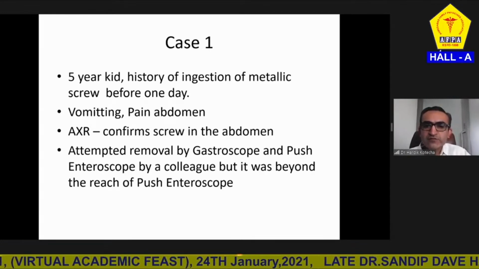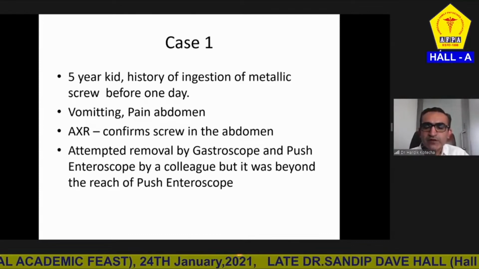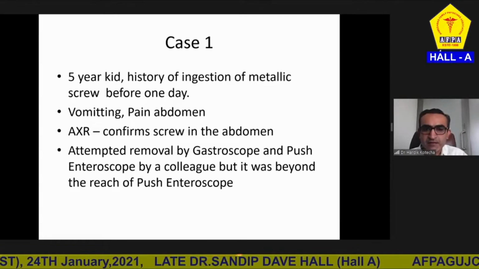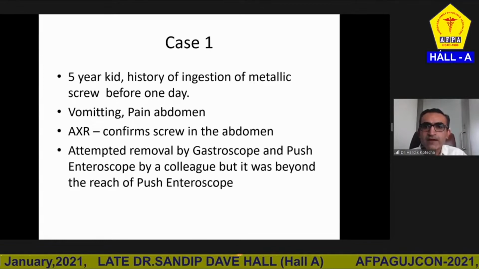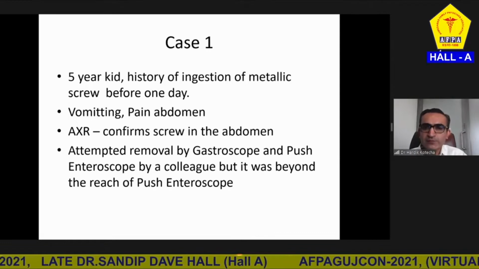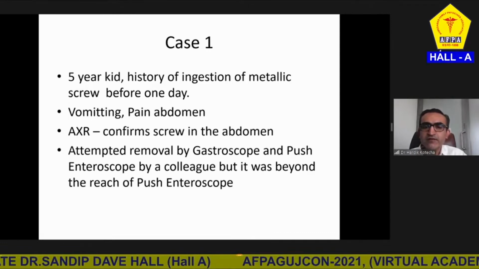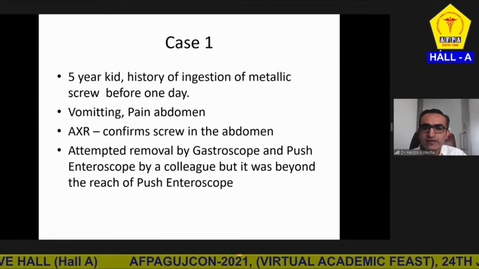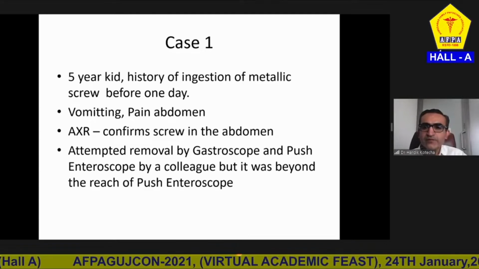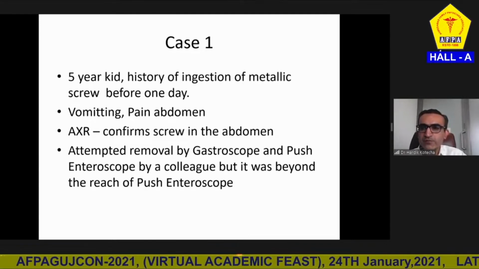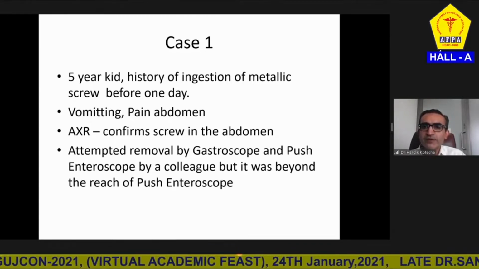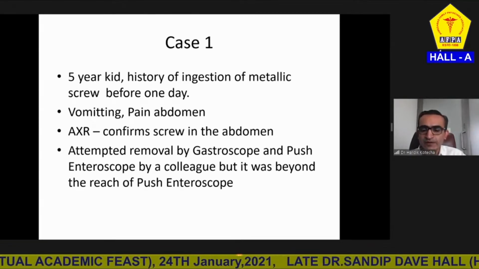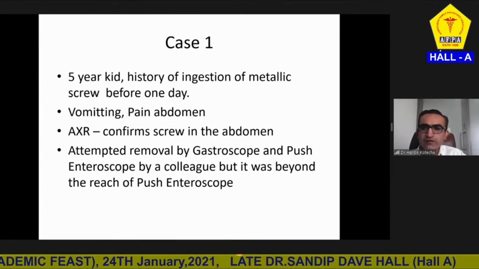Now, when anybody has swallowed a foreign body, if it is a metallic foreign body with pointed ends or sharp edges, or if it is a button battery, we need to remove it endoscopically because it can perforate the GI tract. So it was seen by my fellow gastroenterologist outside the hospital. He attempted to remove it with the help of a gastroscope or a push enteroscope. But because the screw had migrated beyond the DJ flexure into the jejunum, he was not able to remove it. So he was referred to me for an enteroscopy.